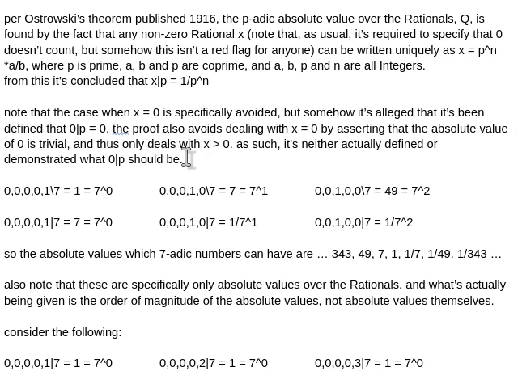No, it isn't, actually. If you actually look at the proof, it also avoids dealing with x equals 0 by asserting that the absolute value of 0 is trivial, and thus we only deal with x greater than 0. That's the move that the proof makes. It's like, oh, this is trivial, we don't need to consider this. So as such, it's neither actually defined nor demonstrated what 0's absolute value with respect to p should be. It's just axiomatically asserted. And it doesn't fit into the pattern at all.